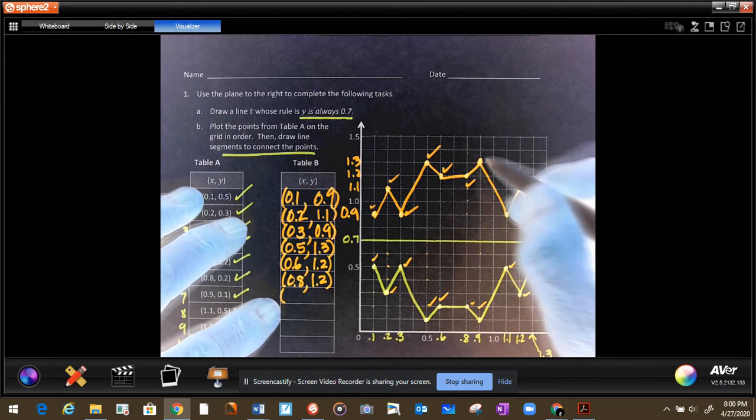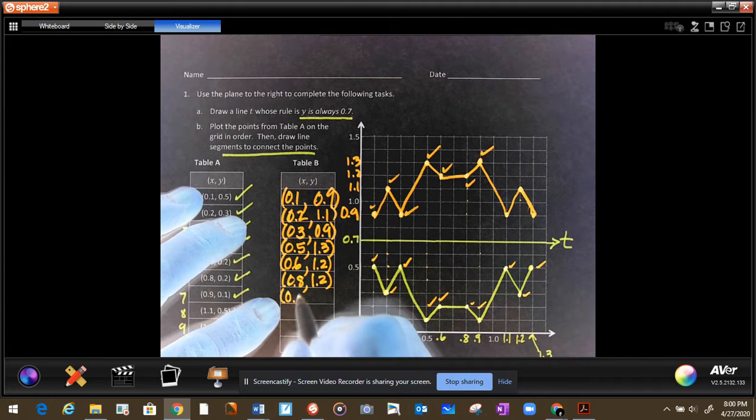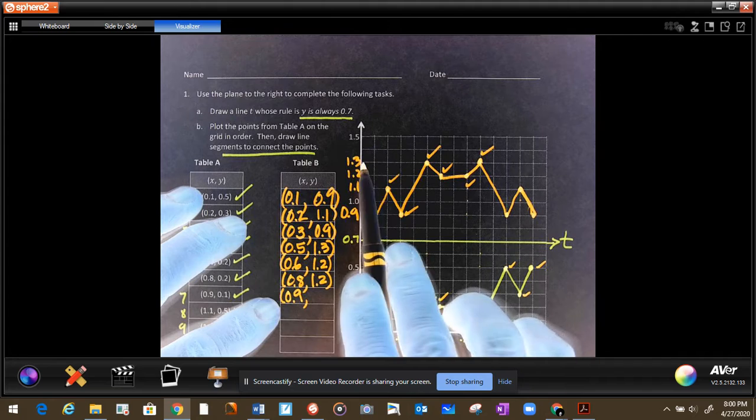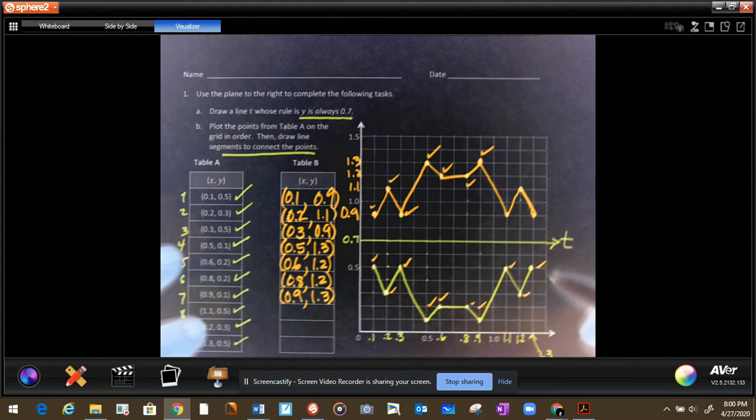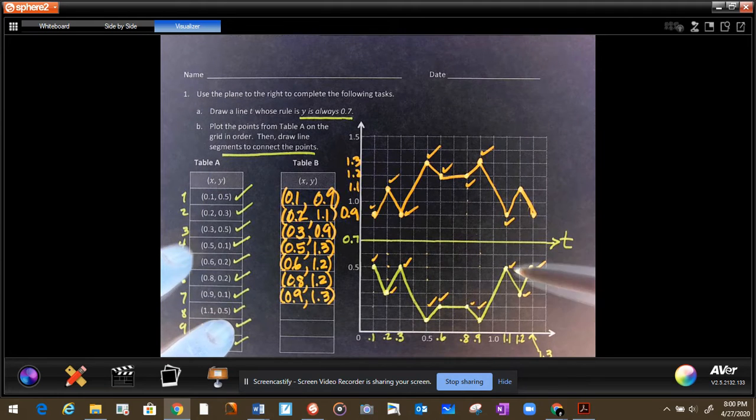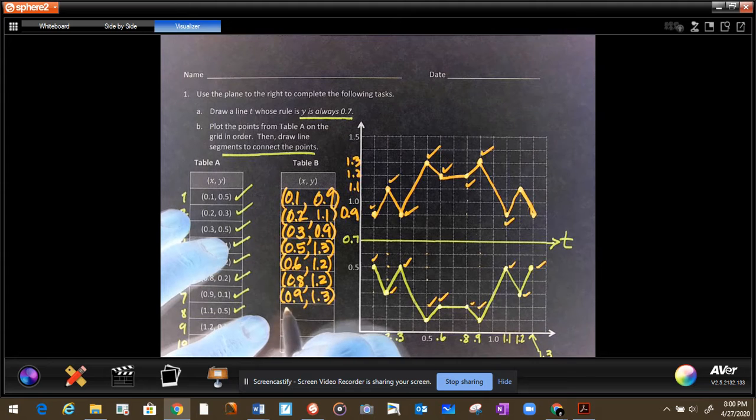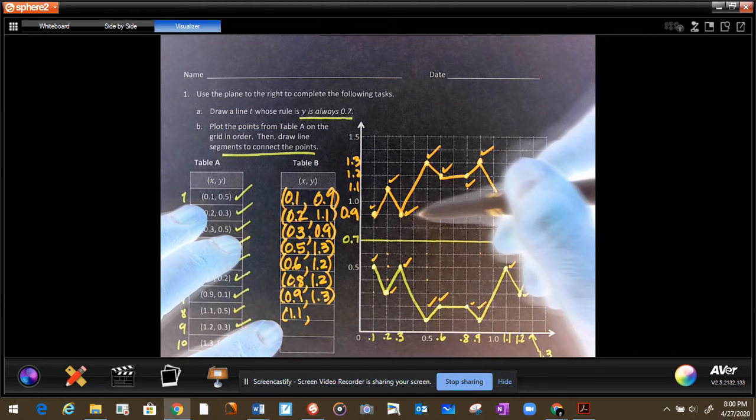So our next point is going to be this one right here. So x is going to be 9/10, as you can see, 9/10. And y is going to be 1 and 3/10. Okay. So now we're on this one right here, on this last point. It's going to be 1 and 1/10 for x. This is x. Going to jump to see what y is, and y is 9/10.